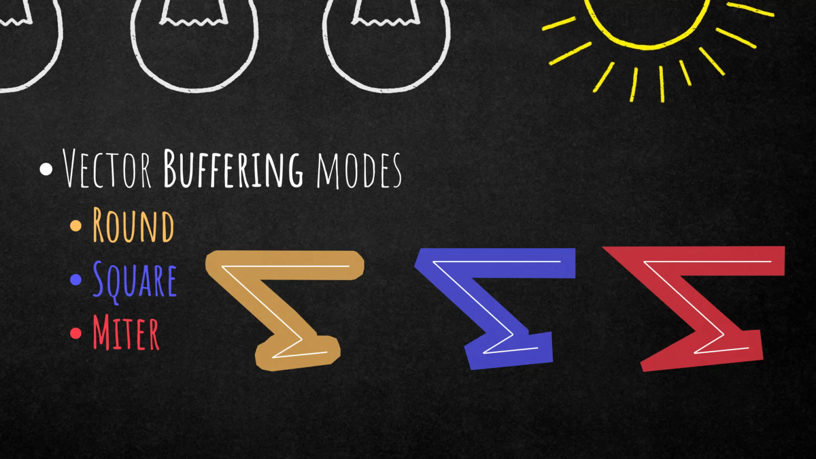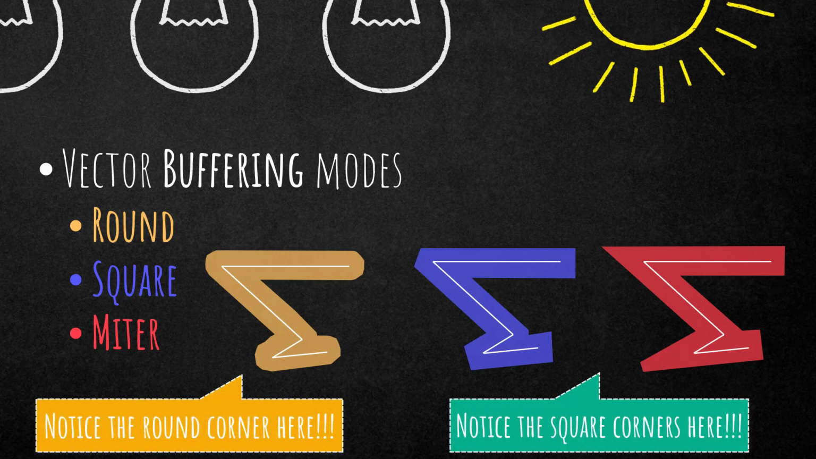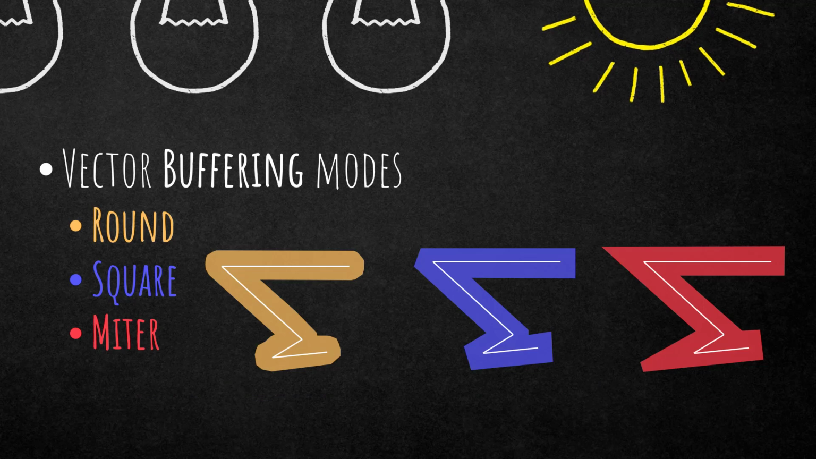First of all, you can set different buffering modes. We have 3 different buffering modes: round, square and miter. Round simply creates round corners, square corners, and miter creates also squared corners. But you can define a miter limit, and the miter limit defines at which distance the buffer gets cut off. And of course, you as a user can define the distance of a buffer: 3 meters, 10 meters, 100 meters.